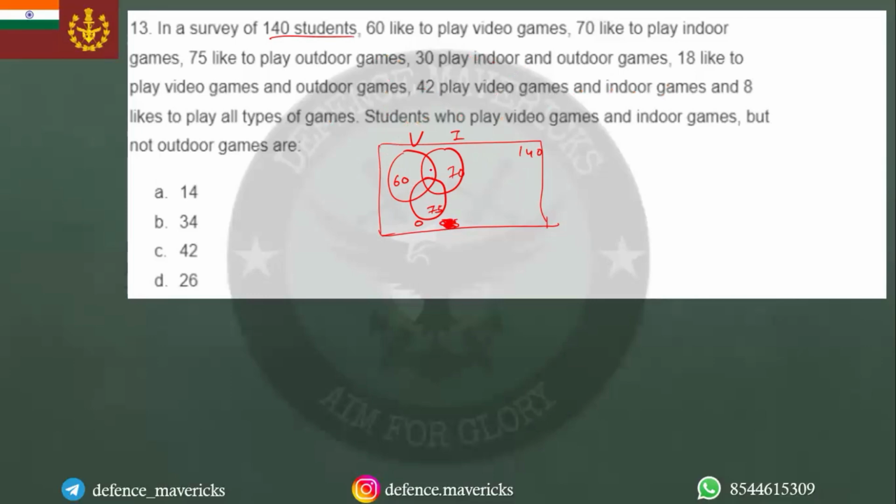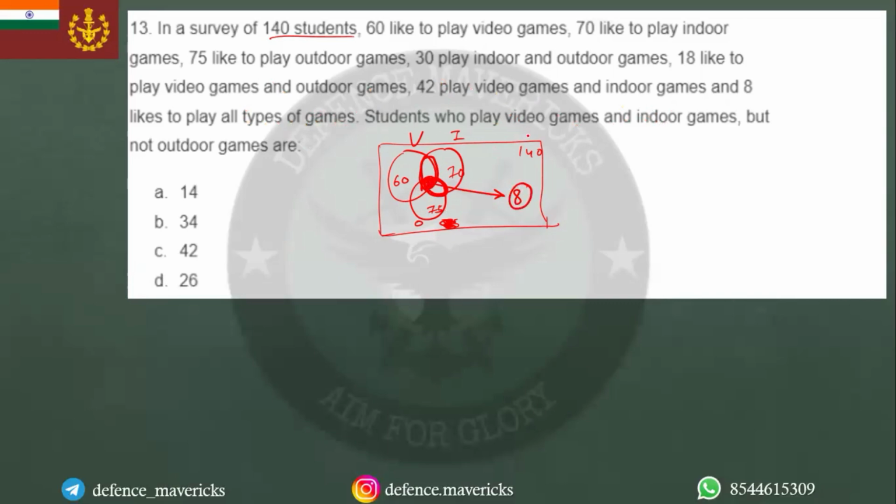30 play indoor and outdoor मतलब indoor outdoor मतलब this is 30. ठीक है, ये वाला part is 30. Then 18 like to play video and outdoor मतलब this वाला part. And then 42 play video and indoor. That means this part. This is 42. ठीक है. Then 8 play all type of games. यानी कि this is 8. This shaded portion in between over here is 8. The ones who are playing everything.